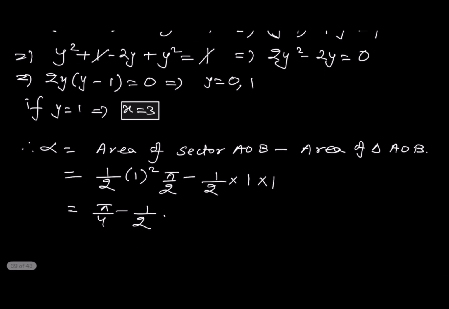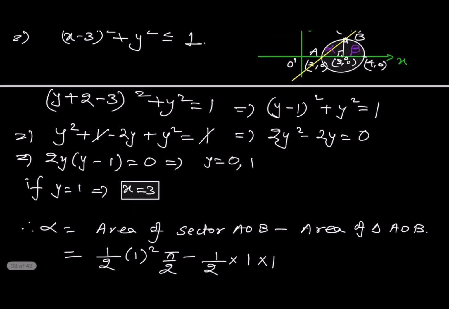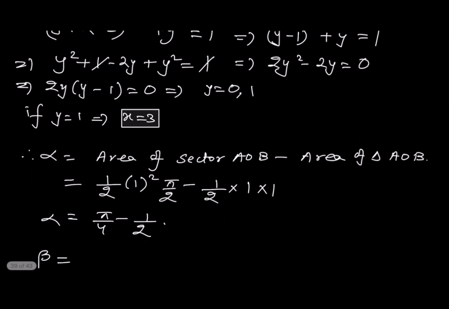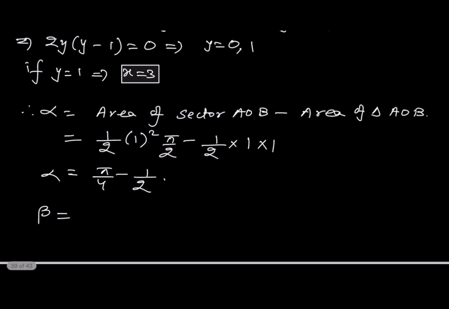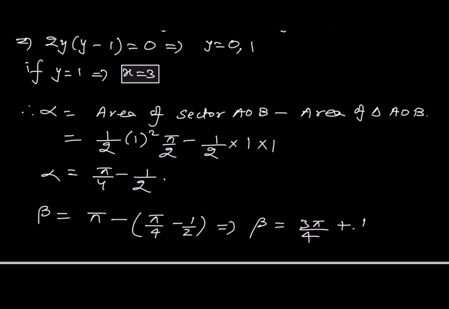This is alpha, and beta is the area of the whole circle minus alpha. So the area of the whole circle is pi r square and r is 1. So the area is pi minus (pi by 4 minus half). So it will become beta is 3 pi by 4 plus 1 by 2.